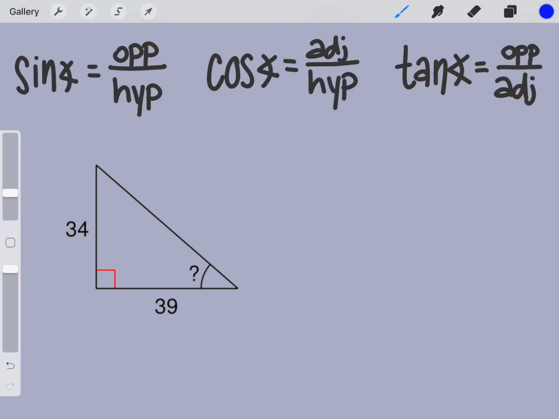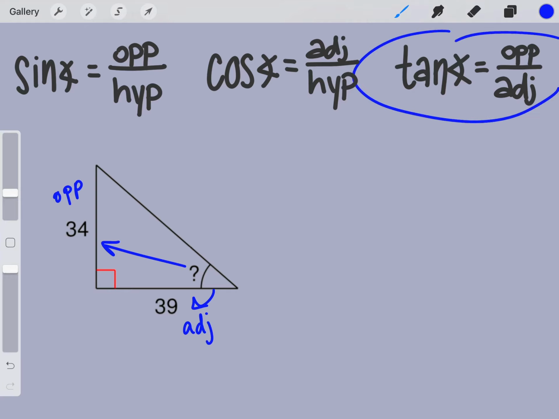Okay, so once again, we have 3 pieces of information, an unknown angle and 2 sides. We're going to have to look at these sides and figure out what type of sides they are. 34 is opposite the angle, so that's our opposite side. 39 is attached to the angle and not the hypotenuse, so this is our adjacent side. So the trig function that uses the opposite side and the adjacent side is tangent, so that's the function we're going to use. We're now going to go and plug in each of the values into the equation.